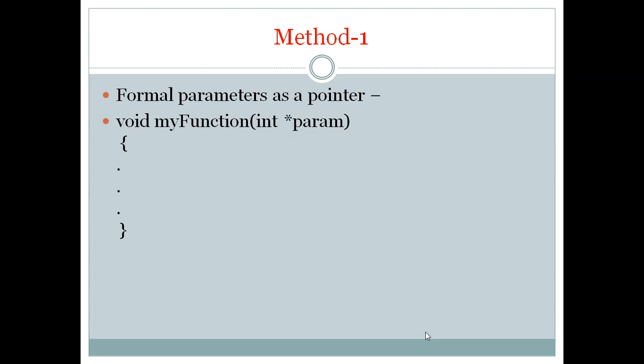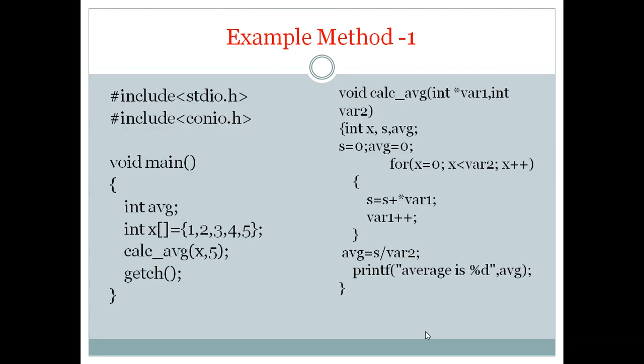In the first method, what we are doing is passing the formal parameter as a pointer to the function argument. Let's see an example of that one. In this example, as you can see, we have a variable named average. We have an array x that is being initialized with 1, 2, 3, 4, 5, five specific numbers. And then we are passing this x as a parameter to a function named calculate average. And the second argument is the total number of elements that this array has.